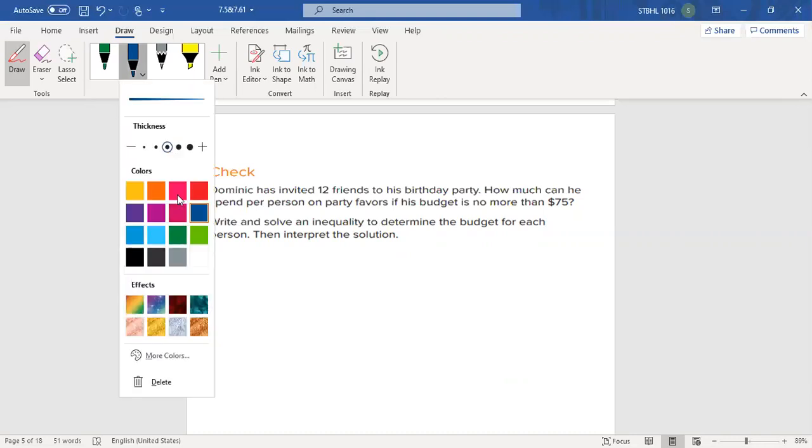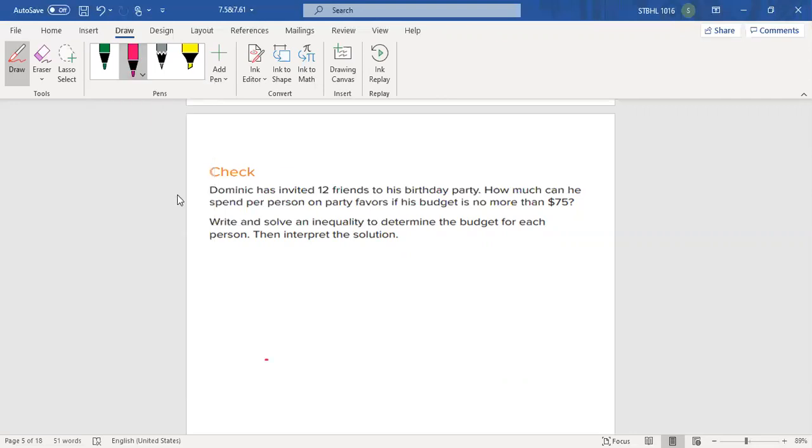He invited 12 friends to his birthday party. How much can he spend per person? So I have to find how much he can spend per person in the party. If his budget is no more than 75, this keyword will help me to write the inequality. No more than, that means what? Less than or equal. No more than 75.